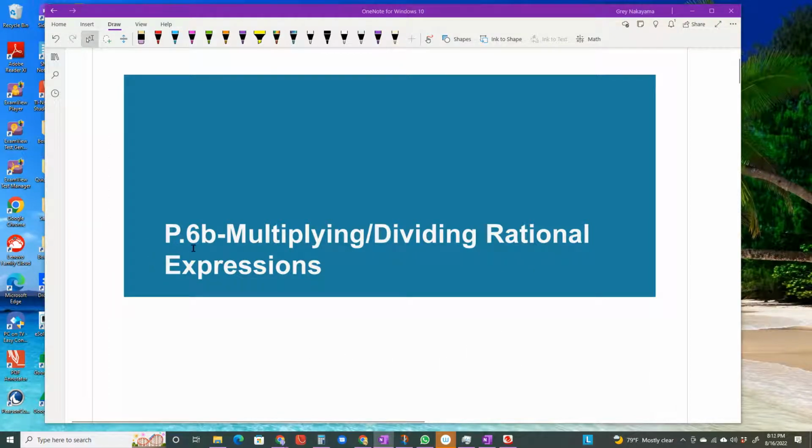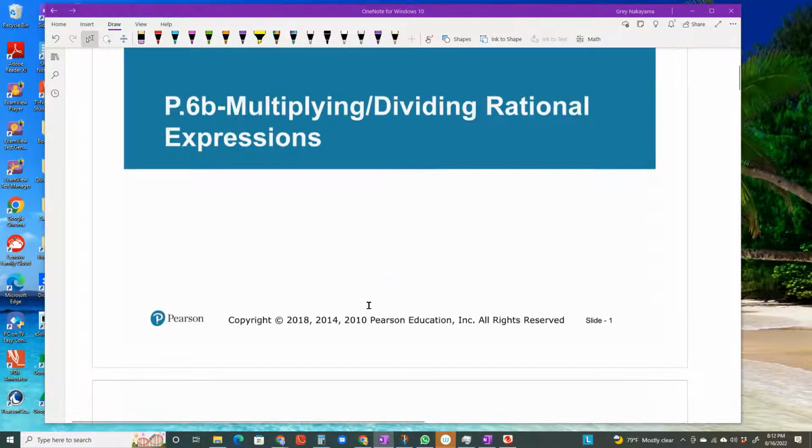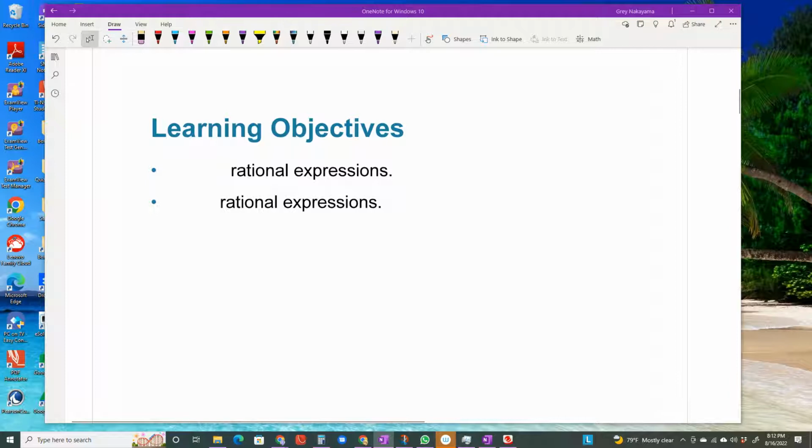Today's lesson is P.6b, multiplying and dividing rational expressions. So our objectives in this lesson are specifically multiplying and dividing the rational expressions. So please know that I will go through it very quickly because this is not where I'm going to concentrate on the factoring. That's previous lessons. It's all about just the multiplying and dividing.